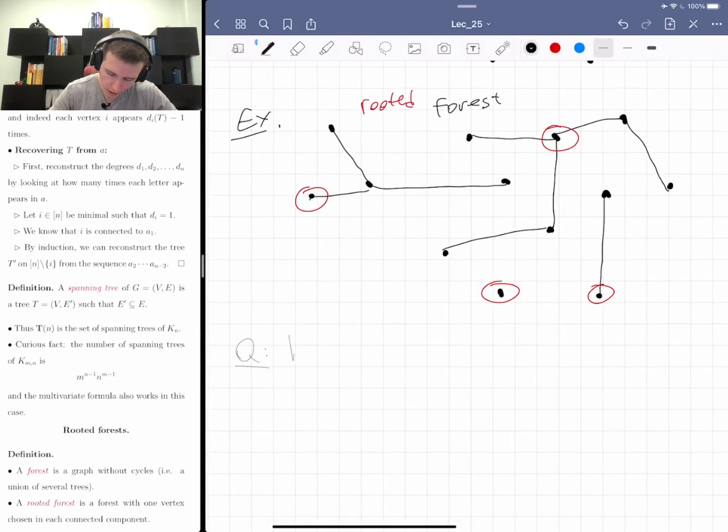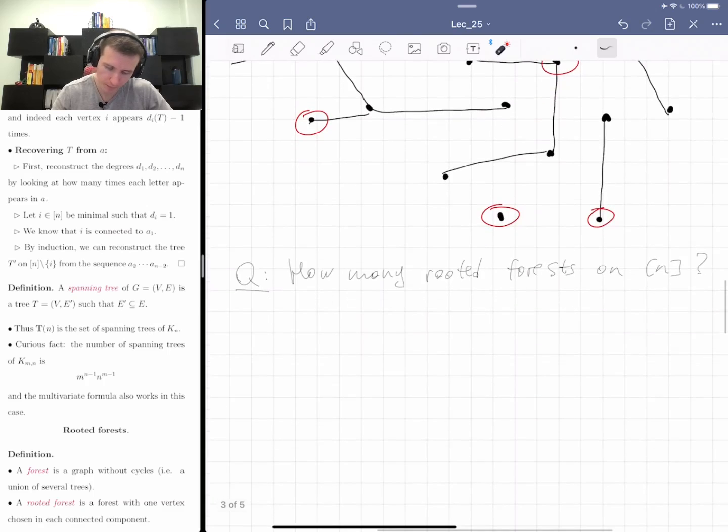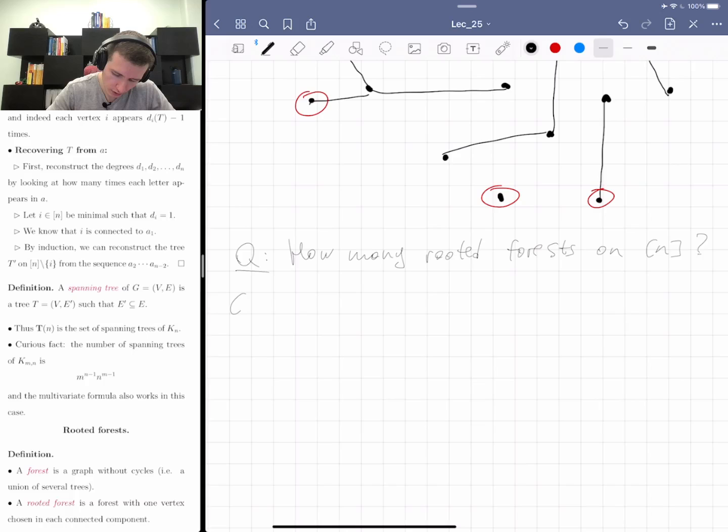How many rooted forests on bracket set n are there? So how many such objects, if I label the vertices by 1, 2 all the way up to n, how many different forests am I going to get? For example, let's say n equals 1. I have a single vertex, which must be a root. So I have one rooted forest.